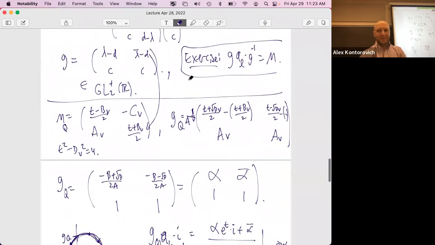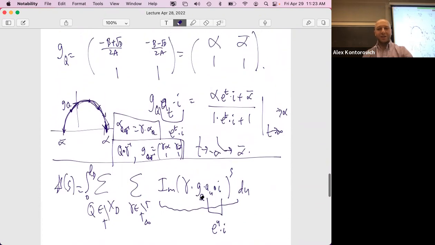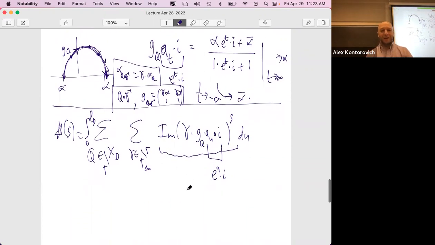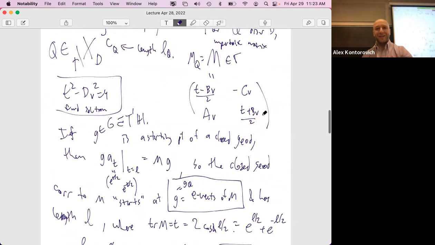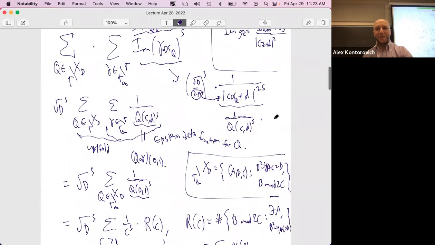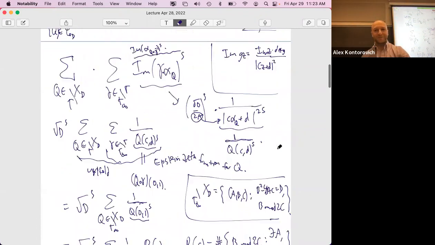So far, so good. Okay, so this is e^u times i. Now, let's work out gamma times g. We only need the bottom rows of this, because the imaginary part is only the bottom row squared. I want to use this formula. Let's remember that, because one of these matrices does not have determinant 1, we have to keep track of the determinant.